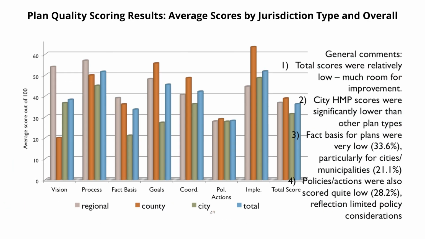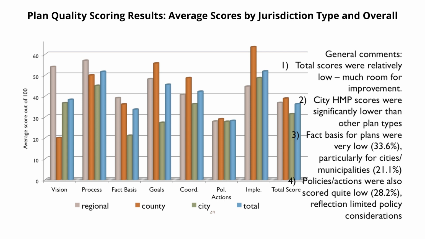To give you a sense of how things turned out, I've got this bar graph. I hope it's not too much to address, but if you look across the bottom here, we've got each of the 7 different areas that we targeted: vision, process, the fact basis, goals, etc., and then our total score as well. The blue bar represents the total across all of the 12 plans we evaluated, and then we've got a bar for each kind: county plans, city plans, and total. Overall, this axis reflects the score for the plan out of 100 possible points.